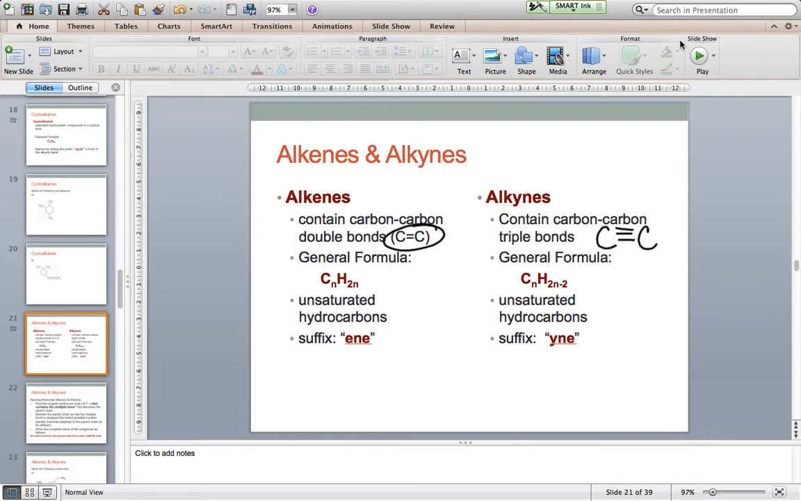General formula for each of these. You can see that's written there. I want to draw your attention to the general formula for alkenes, CnH2n. We've seen this general formula before. Where did we see it? We saw it in our last lesson on cycloalkanes. Okay? What does this mean? Why is this significant? Why am I drawing your attention to this? Guys, the reason is because cycloalkanes and alkenes can be isomers of one another.